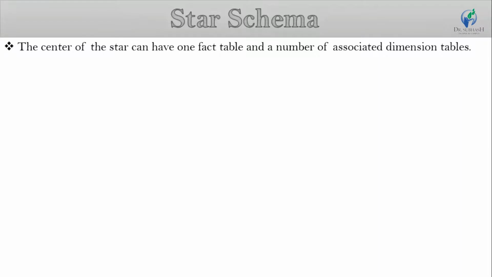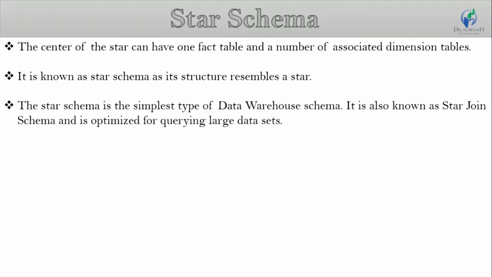In the star schema, the center of the star can have one fact table and a number of associated dimension tables. It is known as star schema as its structure resembles a star. The star schema is the simplest type of data warehouse schema. It is also known as star join schema and is optimized for querying large data sets.